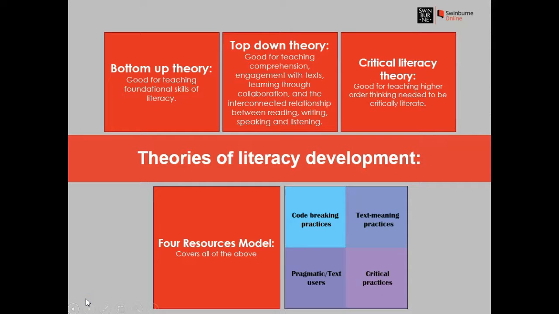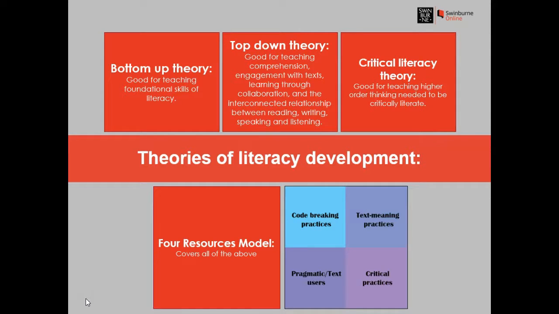So we've learned that bottom-up theory and the skills model are excellent for teaching the foundational skills of literacy. We've learned that top-down theory and the whole language model are good for teaching comprehension, engagement with texts, learning through collaboration, and acknowledge that the skills of reading, writing, speaking, and listening are all interconnected. And we're learning this week that critical literacy is an excellent way of teaching children the higher order thinking that is required for them to be questioning the bias in the texts that they read.